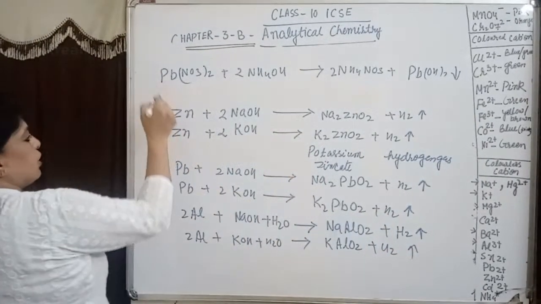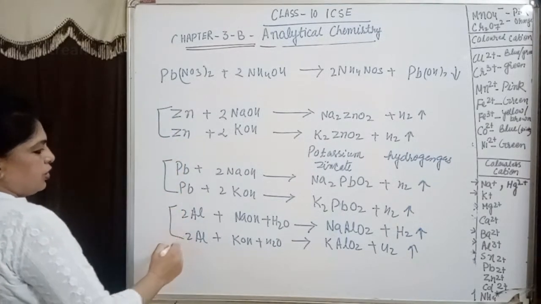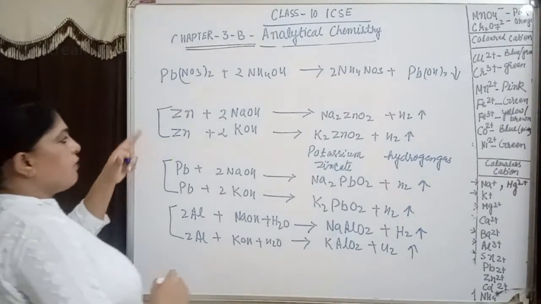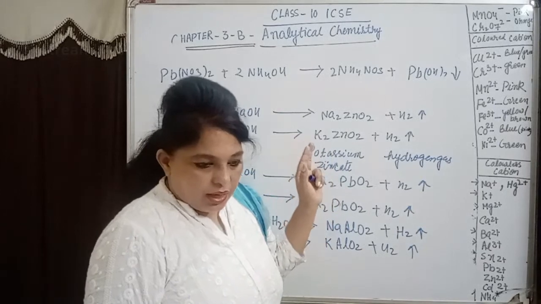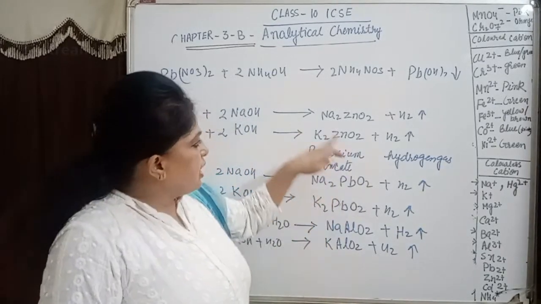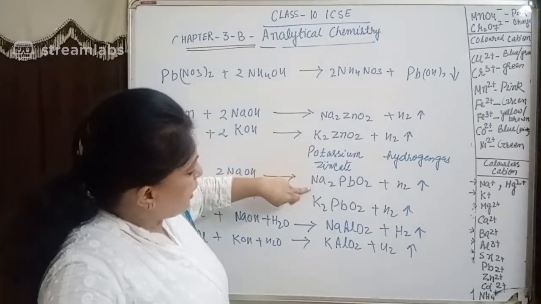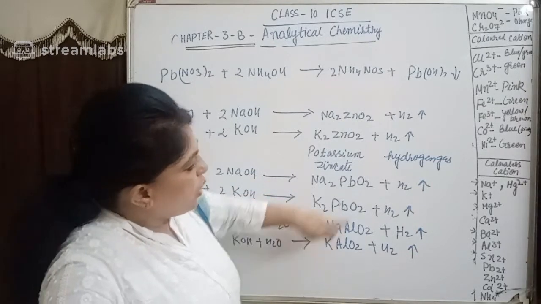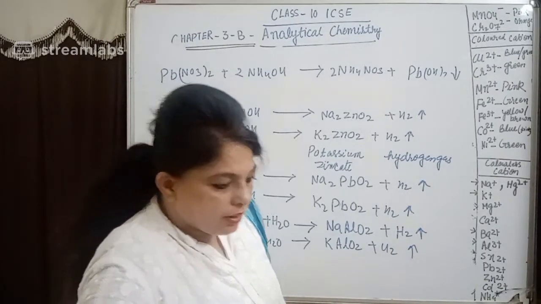So we have observed whether you are using zinc or lead or aluminium, if you are warming alkali with these metals, you are going to get salt and hydrogen, right? Salt and hydrogen. Clear? So what is the name of this salt? Sodium zincate, potassium zincate, sodium plumbite, potassium plumbite, sodium aluminate, potassium aluminate. What is common in all reactions? We are getting hydrogen gas. Is it clear?